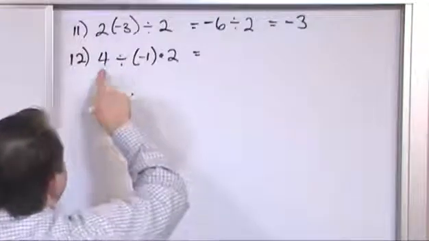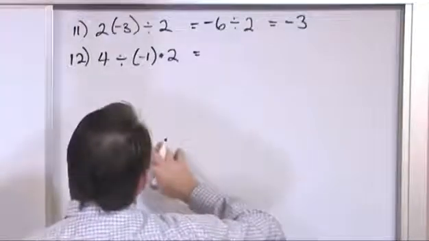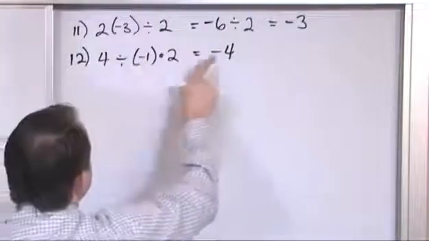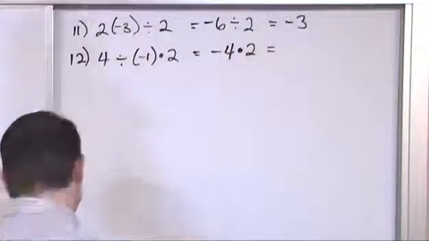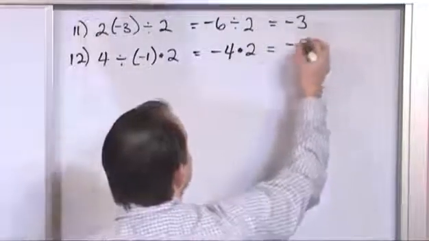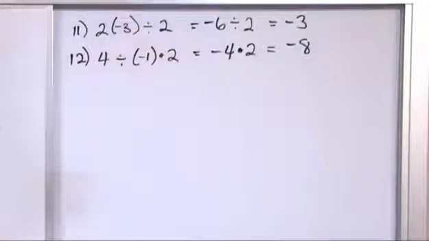So we'll do that. What's 4 divided by negative 1? That is going to be negative 4 because these signs are different, so it's negative. You still have to multiply by this 2, so you have to write that out there. And what we're going to have is negative 8 here because these signs are different. So 4 times 2 is 8. Those signs are different.